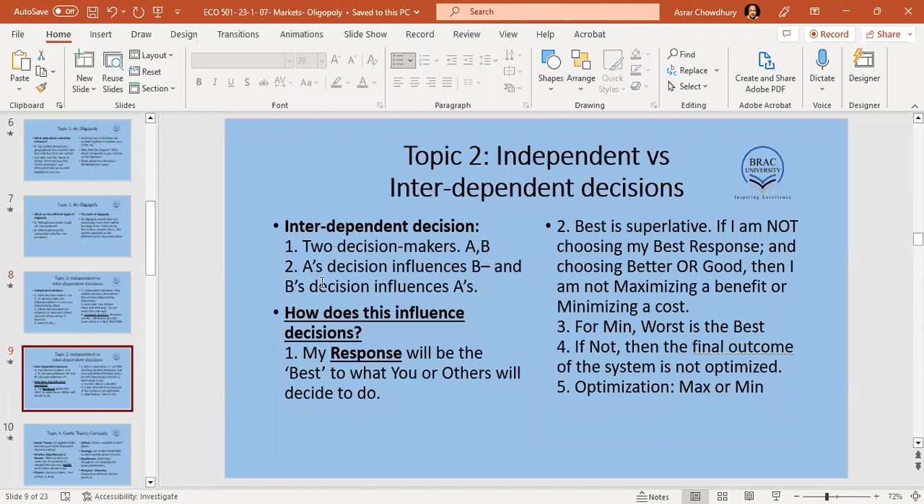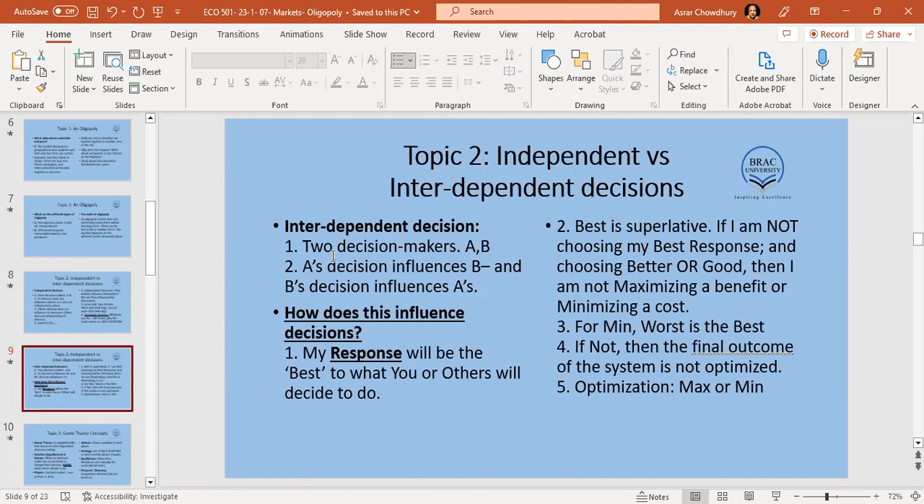My response will be the best to what you or others will decide to do. If this is not true, if my response is the better response or the good response, will that be a rational response? No, sir. If I don't give the best response, what will happen? I will be responding with my better or good. Is better or good better than best? No. So I will definitely choose my best response. You will also do the same, right? Yes, sir.